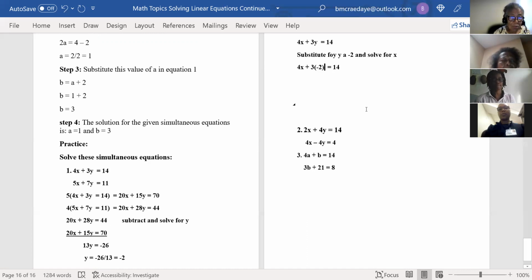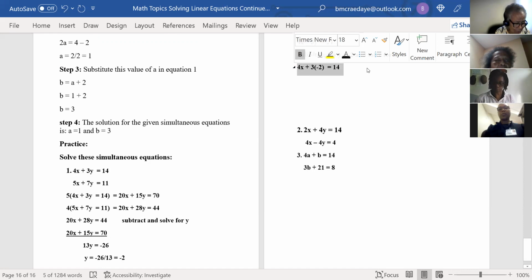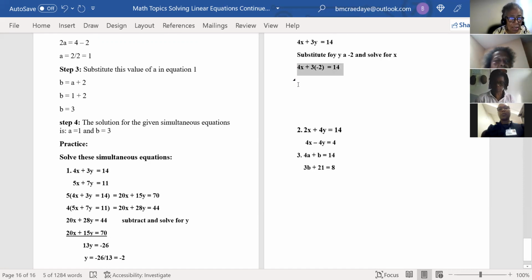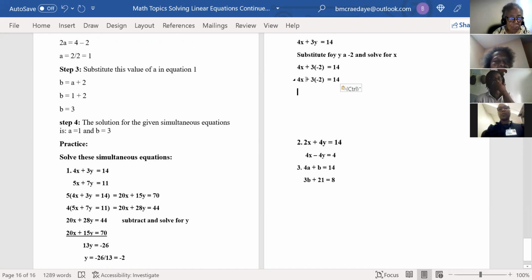Mm-hmm. So Maureen, what is X? X is 4. How did you get 4? Oh, you got to subtract the 2x minus 2x from. Wait, Maureen. We're working with this equation right here. So you got to do the parentheses first. What's 3 times a minus 2? A minus 6. So this is going to be minus 6.